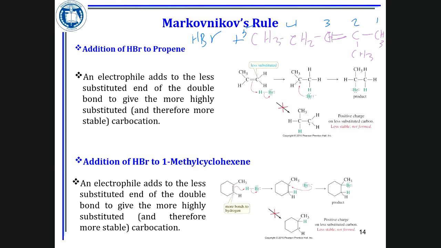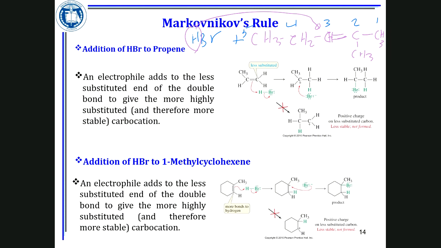So carbon 3 has 1 hydrogen, carbon 2 has no hydrogen. So H should add to the carbon with the greater number of hydrogens. It's comparing 0 to 1. 1 is greater, so H will add to this carbon 3, and the plus charge would be on the carbon that has fewer hydrogens. When hydrogen adds to carbon number 3, the other carbon will be positive, which is the most stable intermediate.